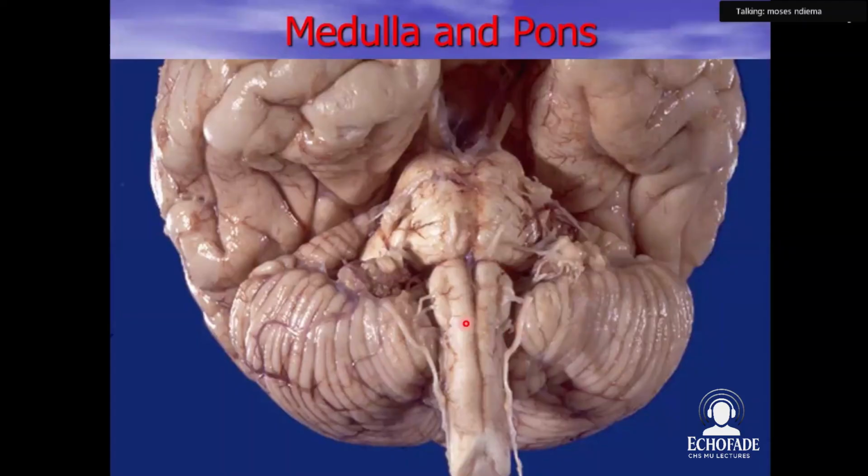In this region, you can see that the depression is shallow. This is because at this area, the fibers cross over. From the right, they cross over to the left, and from the left to the right. This is the area of decussation of fibers. So if we take a section through the medulla oblongata at this position, this will look like what we have in the spinal cord.